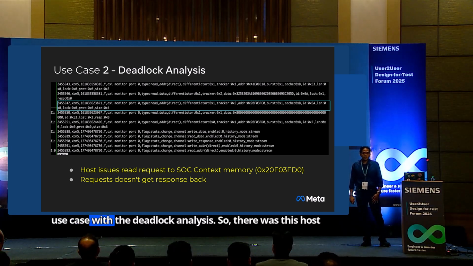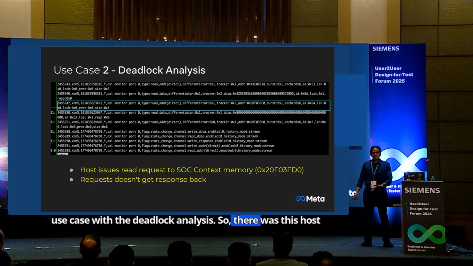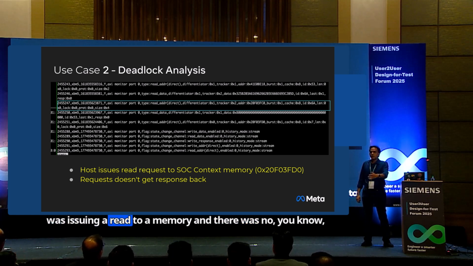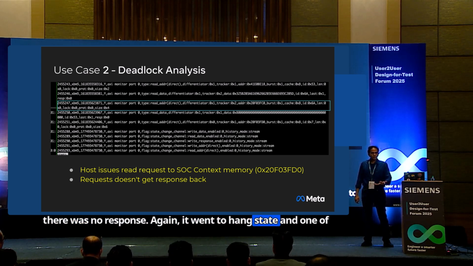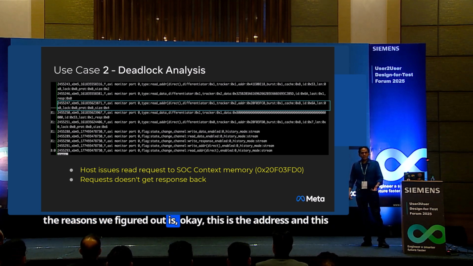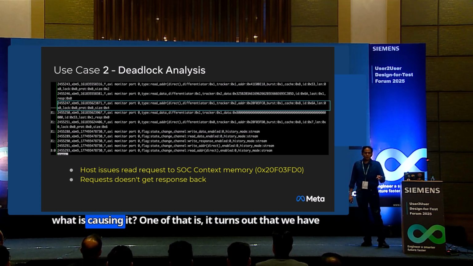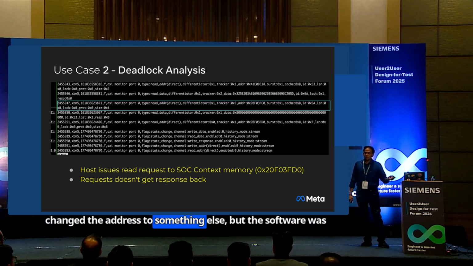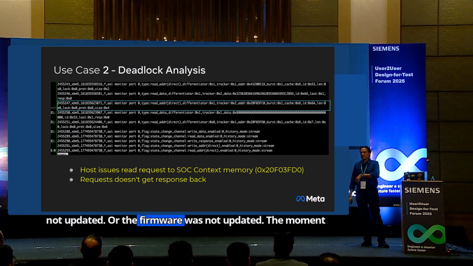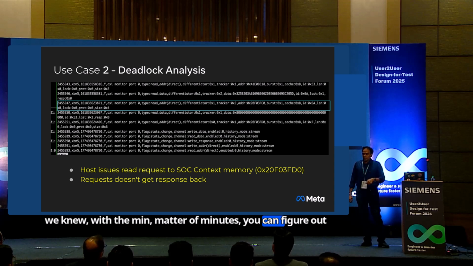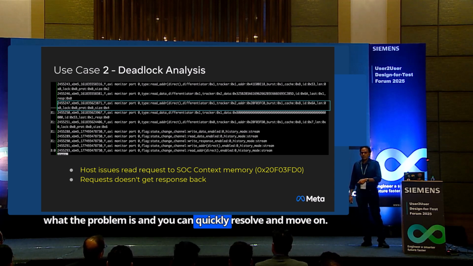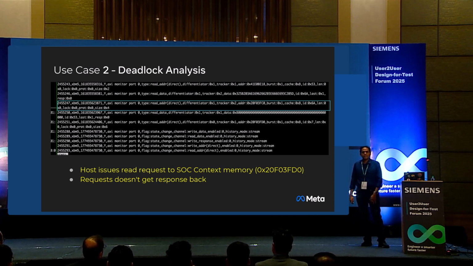Here is another use case with deadlock analysis. There was a host issuing a read to a memory, and there was no response. Again, it went into a hang state. One of the reasons we figured out is, okay, this is the address and this is what is causing the problem. Then we figured out what was causing it. It turns out that we had changed the address to something else, but the software or the firmware was not updated. The moment we knew, within a matter of minutes, you can figure out what the problem is, quickly resolve it, and move on.